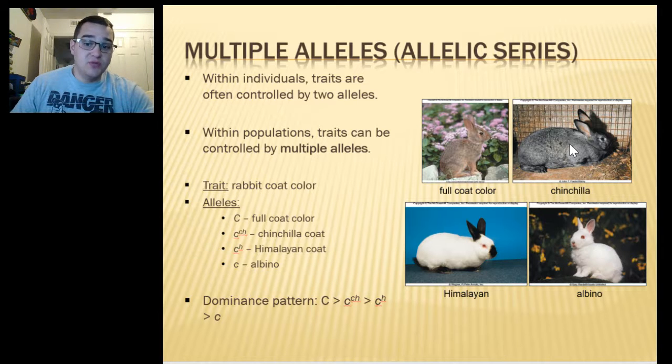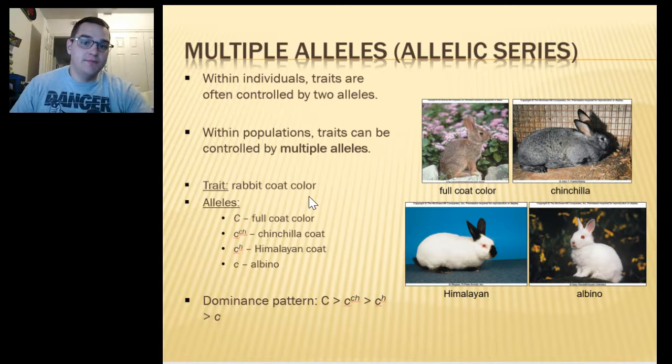The same thing goes with chinchilla with Himalayan and albino. If you cross chinchilla with Himalayan and albino, you're going to end up with chinchillas. And Himalayans will only cross with albinos to get you Himalayans, and so on. That's kind of how that works with the multiple alleles and the order, and which allele is more dominant over another one.